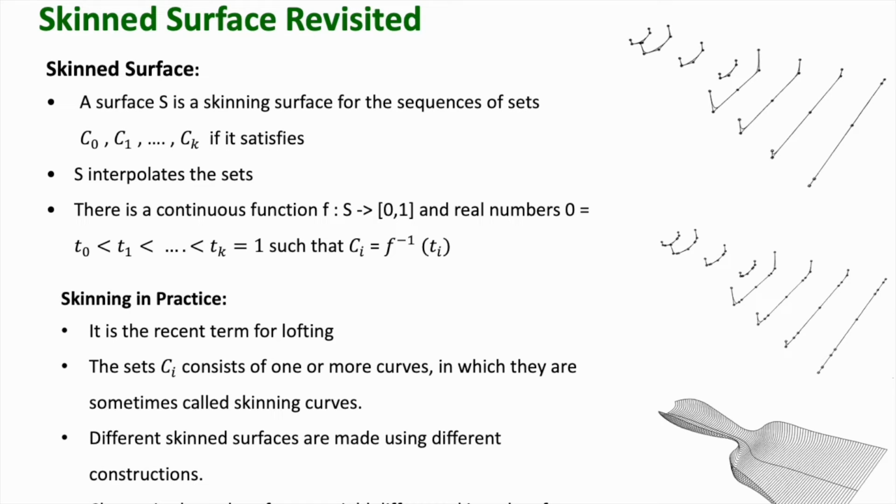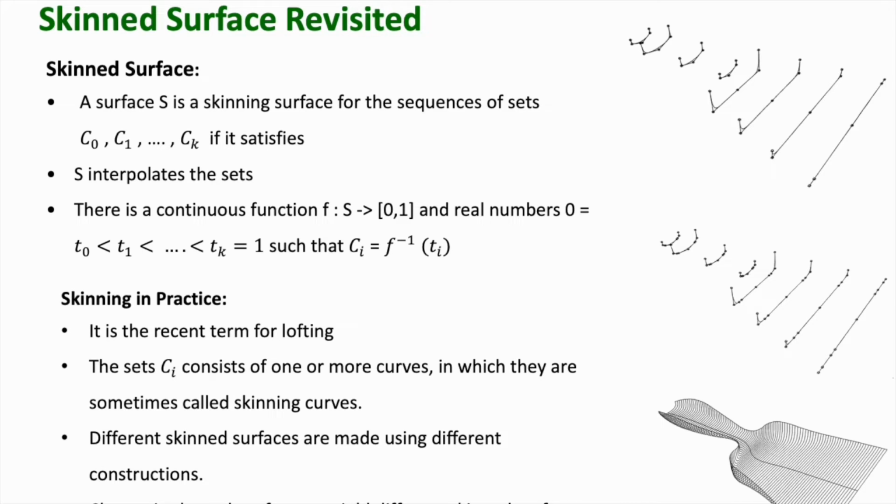A skin surface S is a skinning surface for the sequence of sets C0, C1, and so on up to Ck if it satisfies: S interpolates the sets, and there is a continuous function f from S to the interval [0, 1] and real numbers 0 equal to t0 less than t1 less than and so on up to tk equal to 1, such that Ci equals f inverse of ti. Skinning in practice.